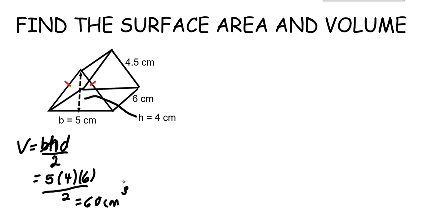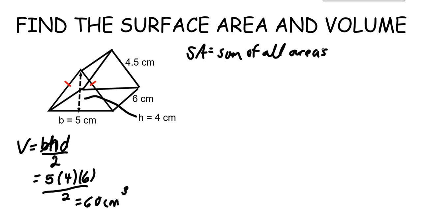Now for surface area, again, it's going to be the sum of all areas. And we also have to think about, with a triangular prism, we have triangles and we have rectangles. There's always 3 rectangles, but sometimes those rectangles are actually identical. If you had a scalene triangle, you will have 2 triangles and then 3 different rectangles.